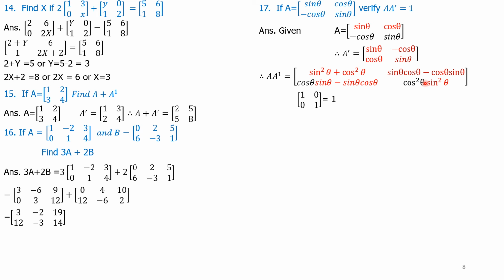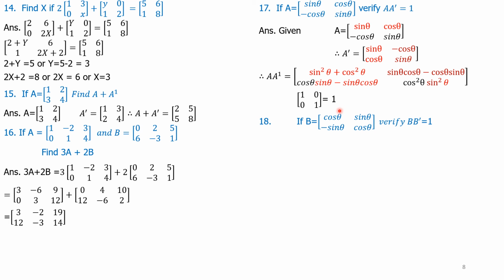This is the resultant of A into A transpose. Therefore, 1, 0, 0, 1, that is equal to I. That is the answer. We have verified A A dash is equal to I. Hence the answer. Next problem.